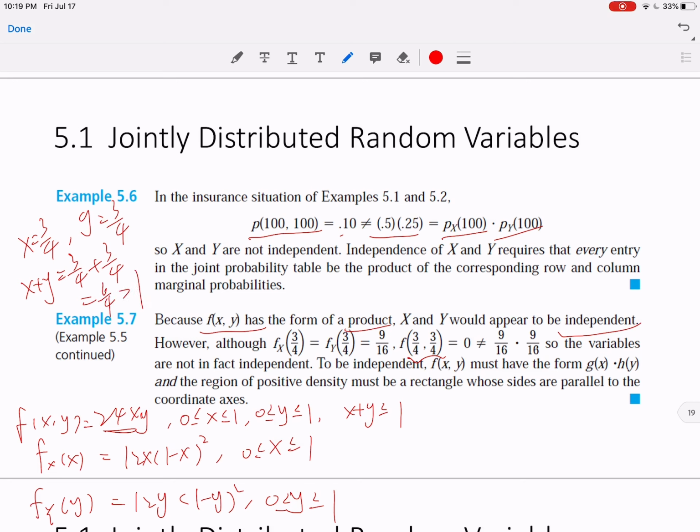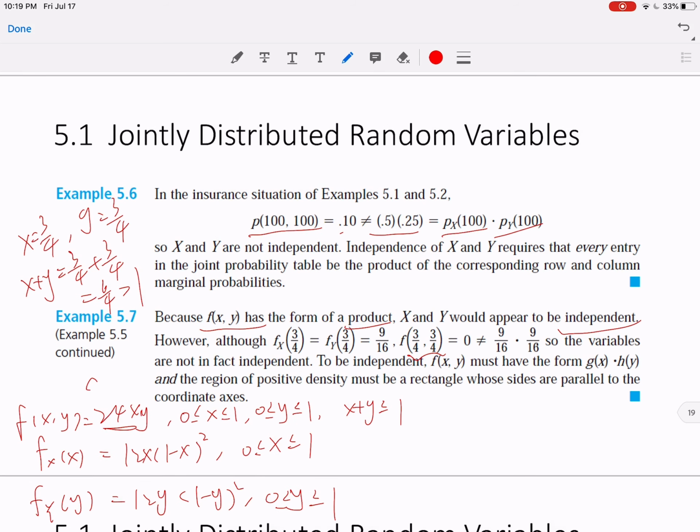And we know that based on the given joint PDF, it's going to be 0 otherwise, right? Since x plus y is greater than 1, which is outside of this region, the function value will be 0. So that means they are not equal, so they are not independent, even though f of xy has the form of a product of x and y. But why? Why does this joint PDF have the form of a product of x and y, but they're not independent?